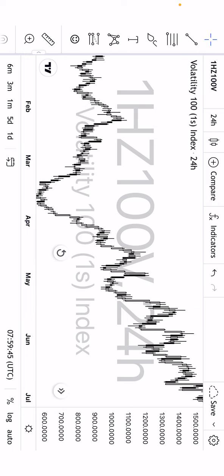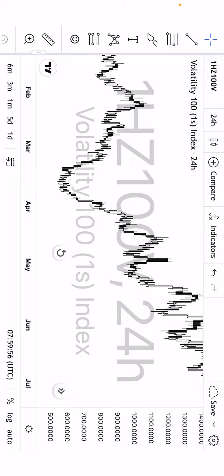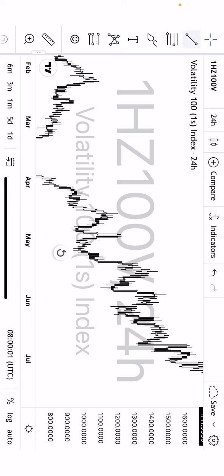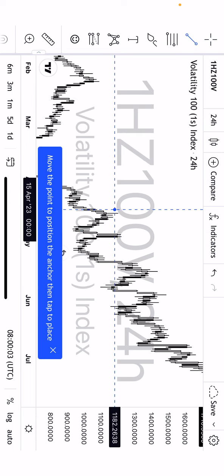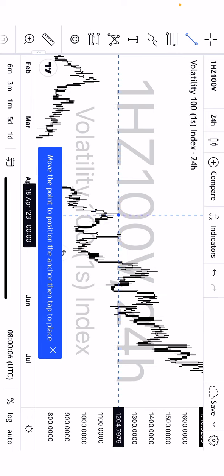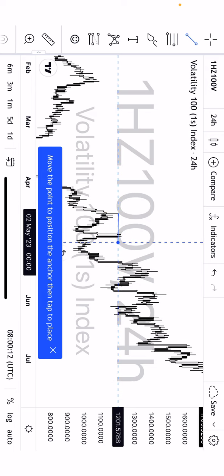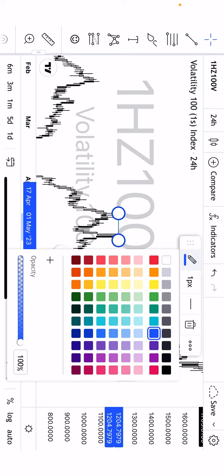Now, the first thing you want to do is mark out your break of structure. Where is the break of structure? Over here, you can see we're in an uptrend. So we have our BMS to the upside, though it is a little weak here on the 24 hours time frame. This is a BMS to the upside on the 24 hours time frame.